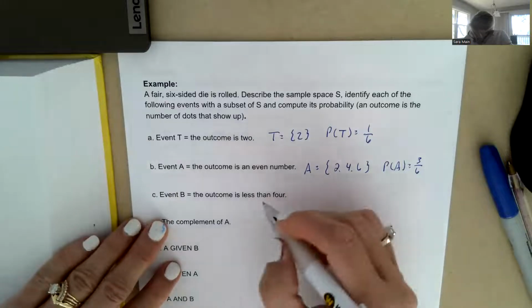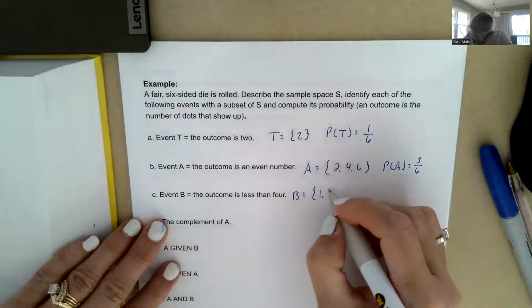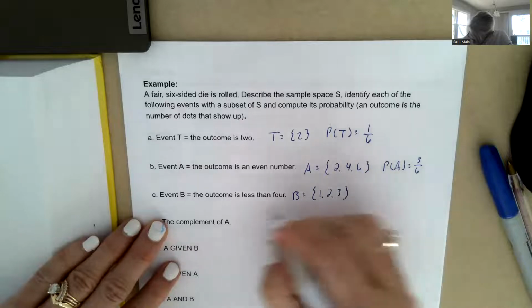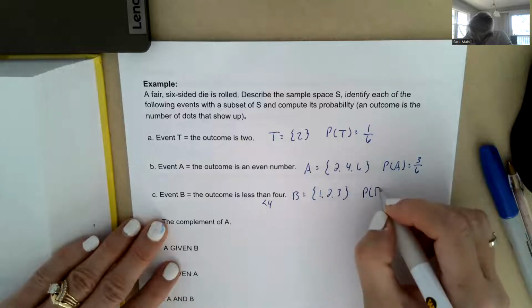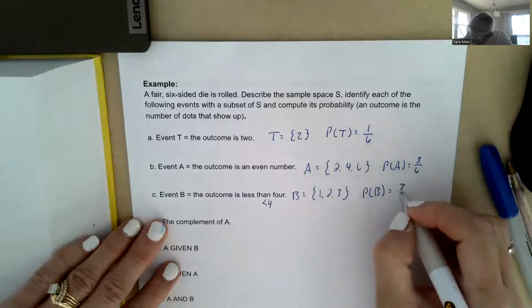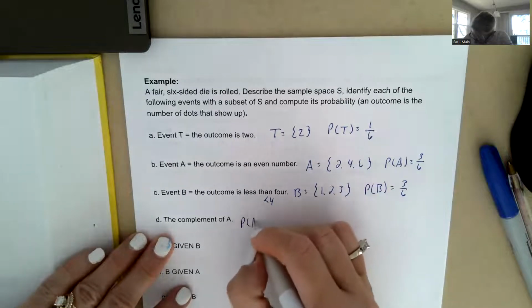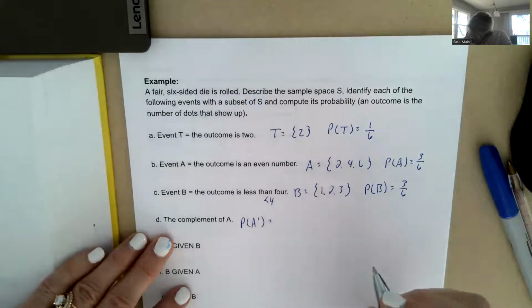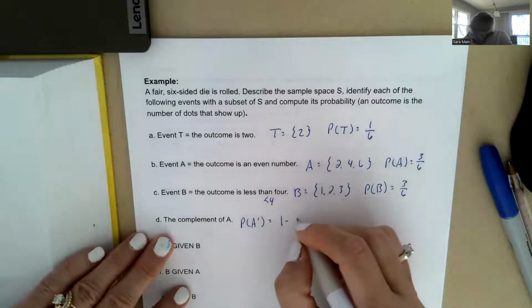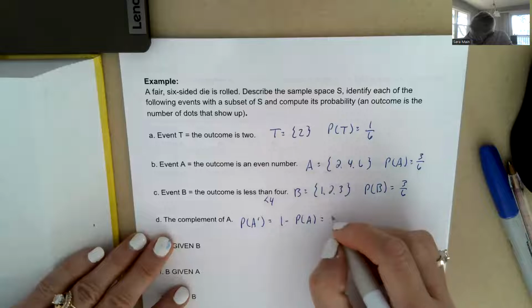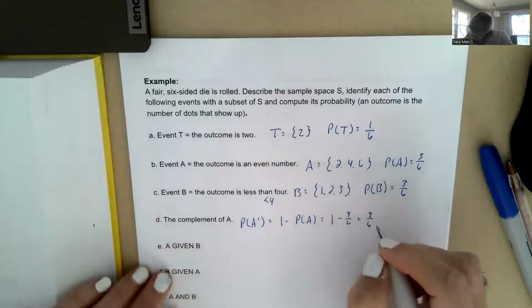B would be the event, the outcome is less than 4. So B is a 1, a 2, or a 3, because strictly less than 4. So the probability of B is also 3 out of 6. The complement of A, A prime, would be not an even number. So we could just do 1 minus the probability of A. That's just as easy: 1 minus 3 out of 6, which would be 3 out of 6.